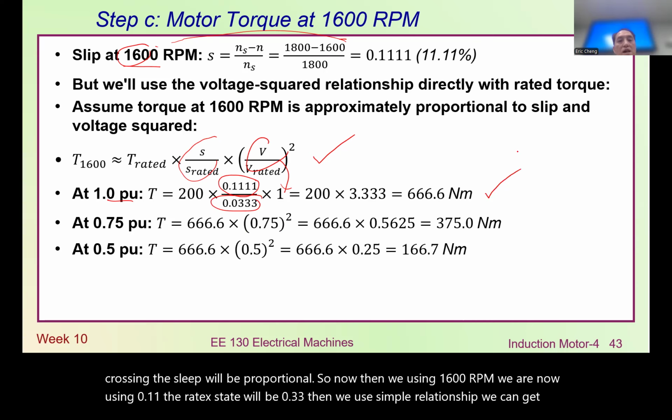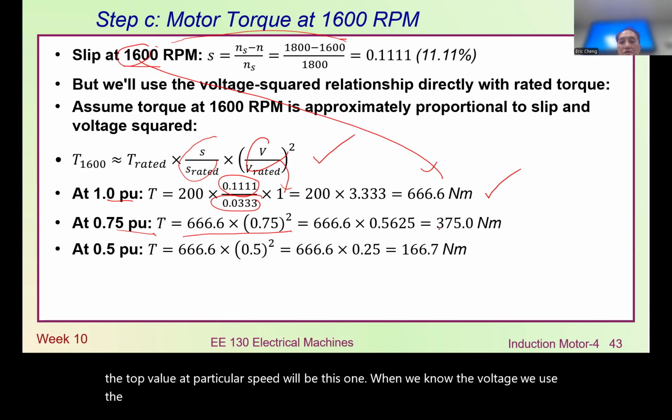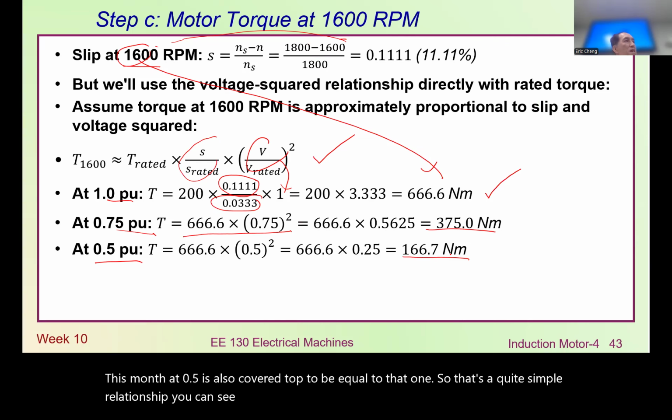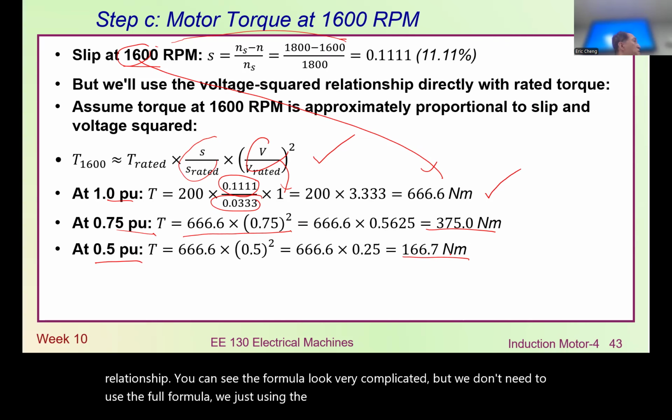When we know the voltage, we use the same formula, then we can calculate the torque will be equal to this one. At 0.5, we can also calculate torque to be equal to that one. So that's a quite simple relationship. You can see the formula looks very complicated, but we don't need to use the full formula. We're just using the simple ratio in order to get most of the parameters.